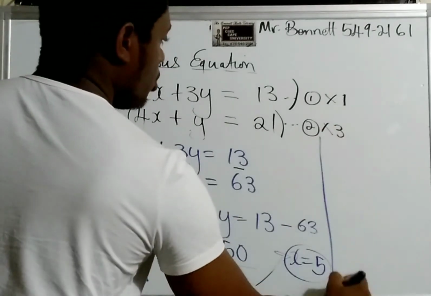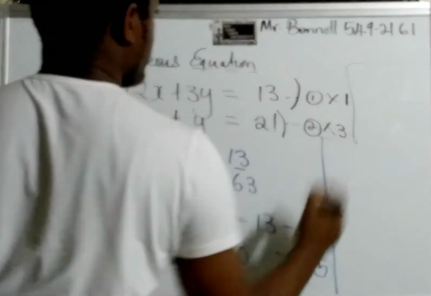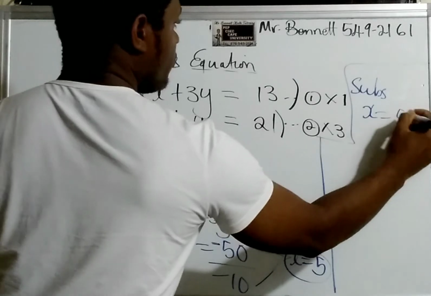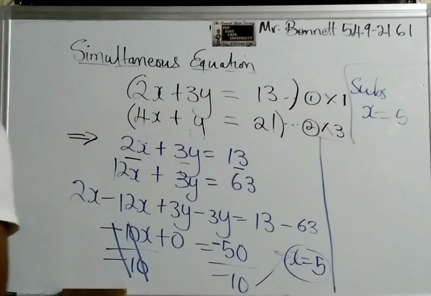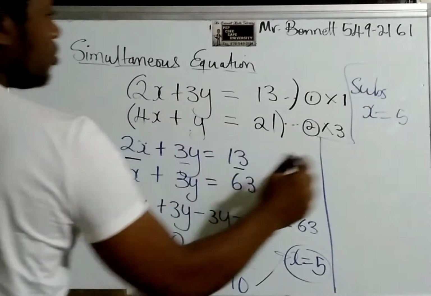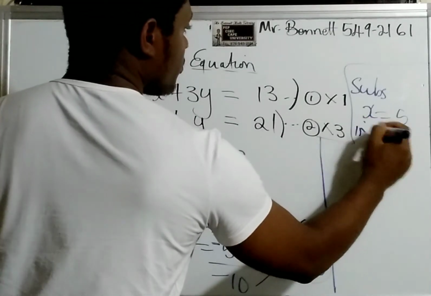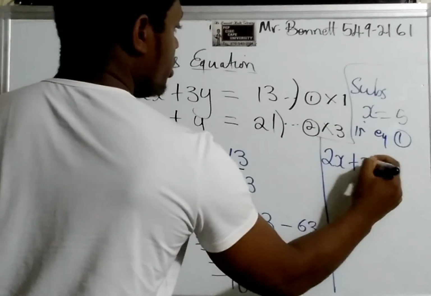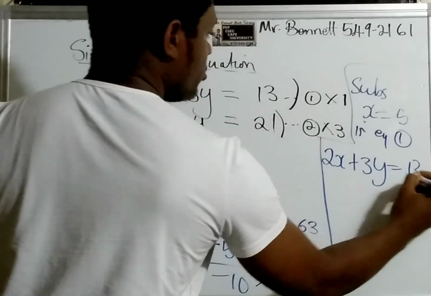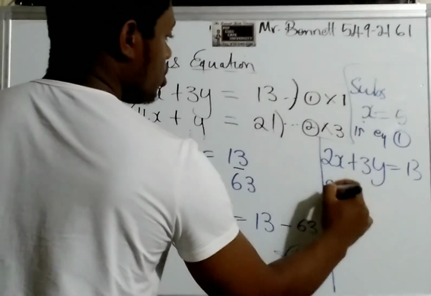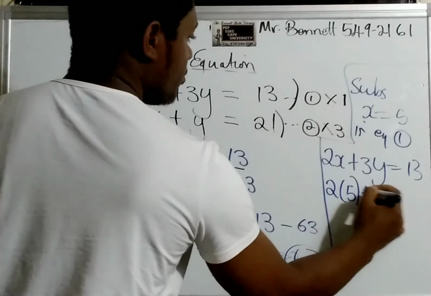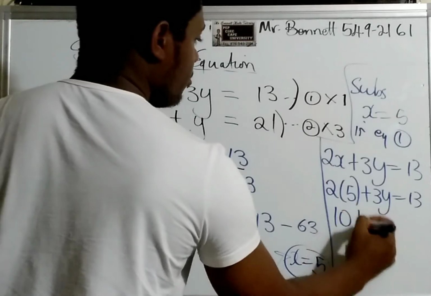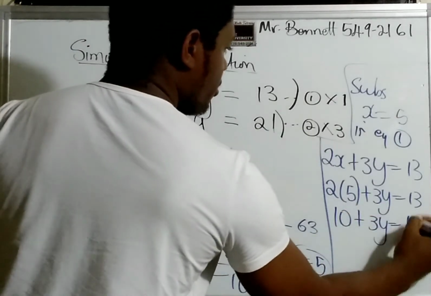Now what we're going to do is, because we know the value of x, we substitute x is equal to 5. Let's see which one of the equations we're going to use. We're going to go with this one, equation 1 this time. As the numbers are small, it's always easier. So 2x plus 3y is equal to 30. But we know the value of x, so we can say 2 times 5 plus 3y is equal to 30. 2 times 5 is 10, plus 3y equal to 30, right?